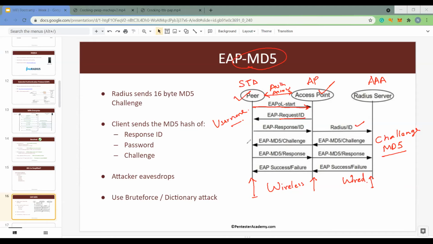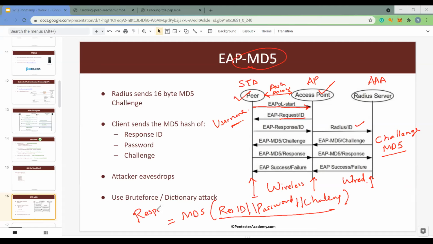Once the challenge is given to the station, the station is going to create a response. And what is this response? The response is the MD5 hash of the response ID, the password, and the challenge that is issued. Don't worry about the response ID, we will see where it is. So you take all three, concatenate them, and calculate MD5, and this will become your response.